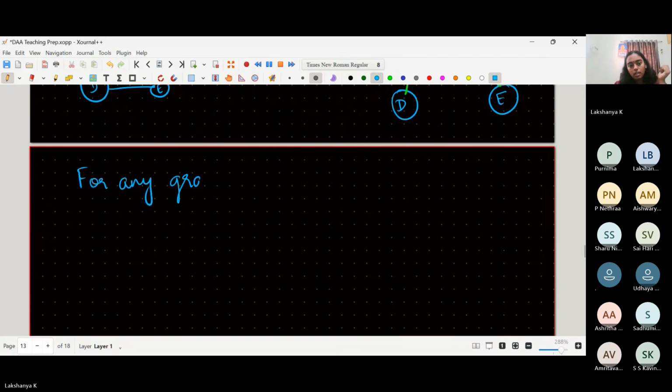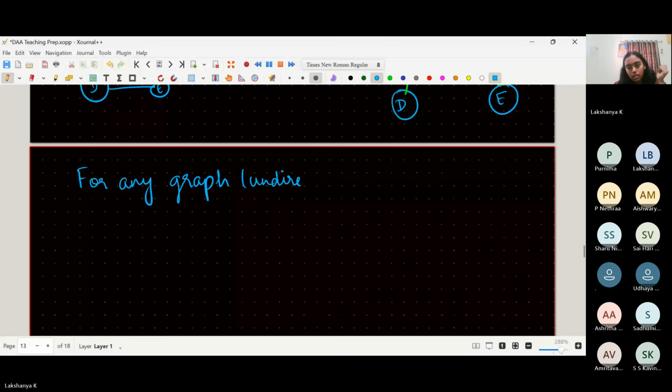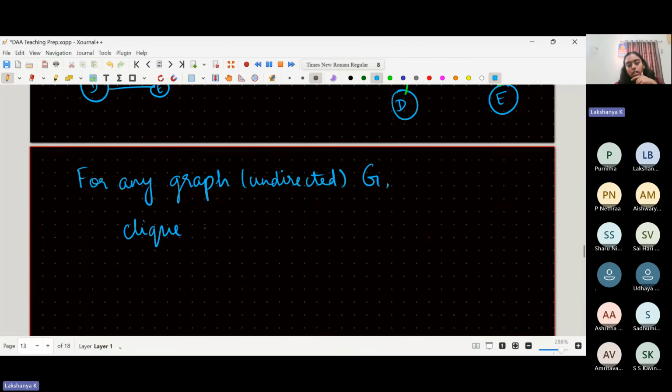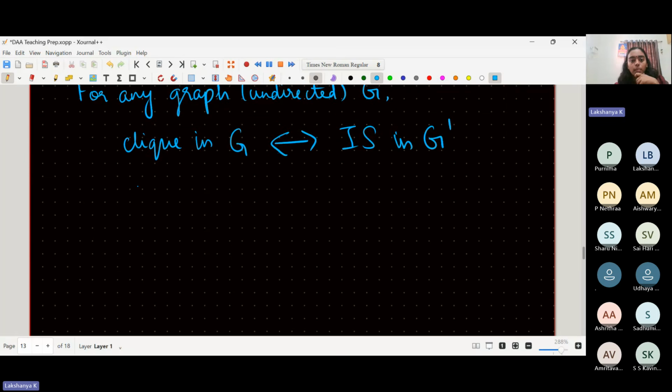As of now, we are dealing with undirected graphs. A clique in G will be an independent set in G dash and vice versa. A clique in G dash will be an independent set in G. So let's see why formally.